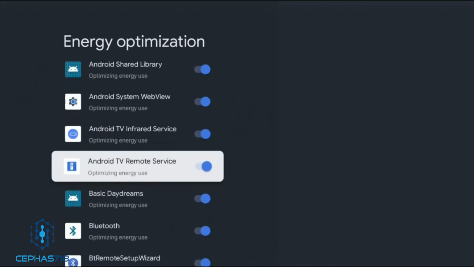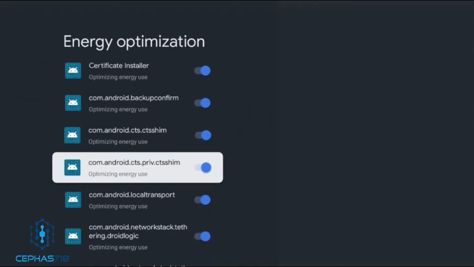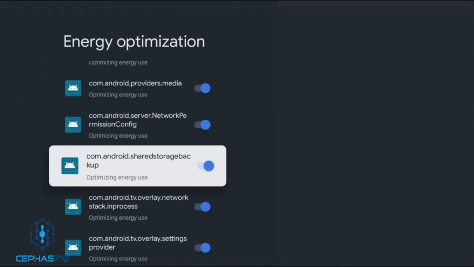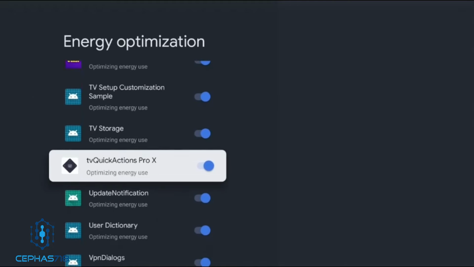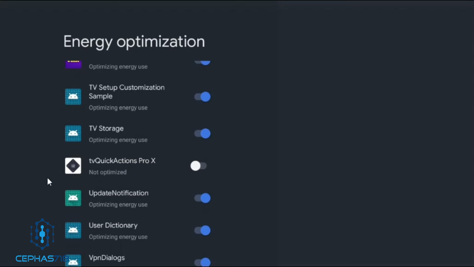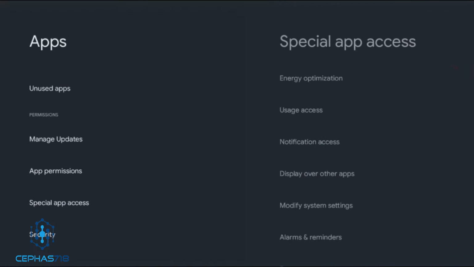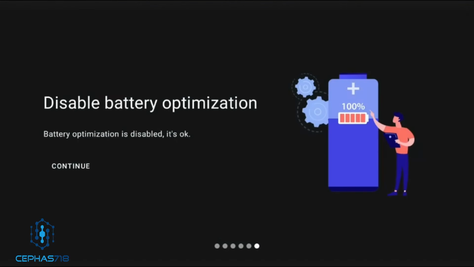And scroll down until you see the application. Okay, once you find it, just unclick it. So it's not optimized. That means that it won't shut off trying to save power, you can always have access to it. Let's head back. Okay, now we're going to hit continue.